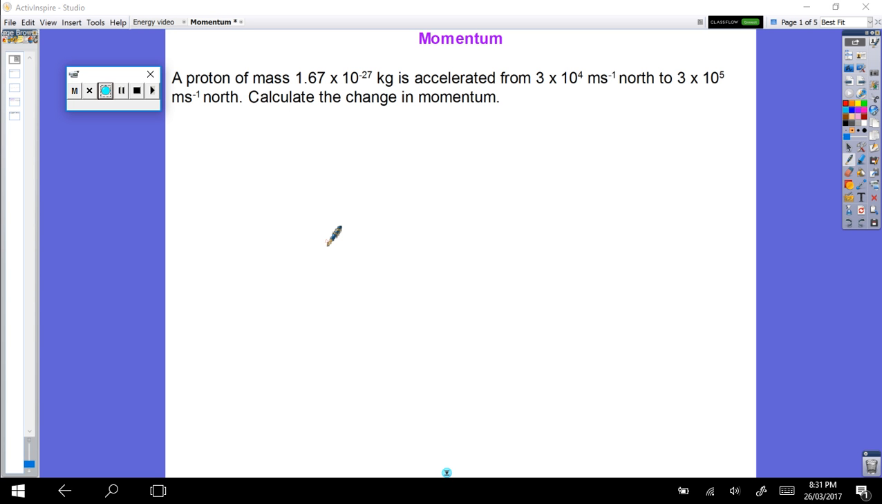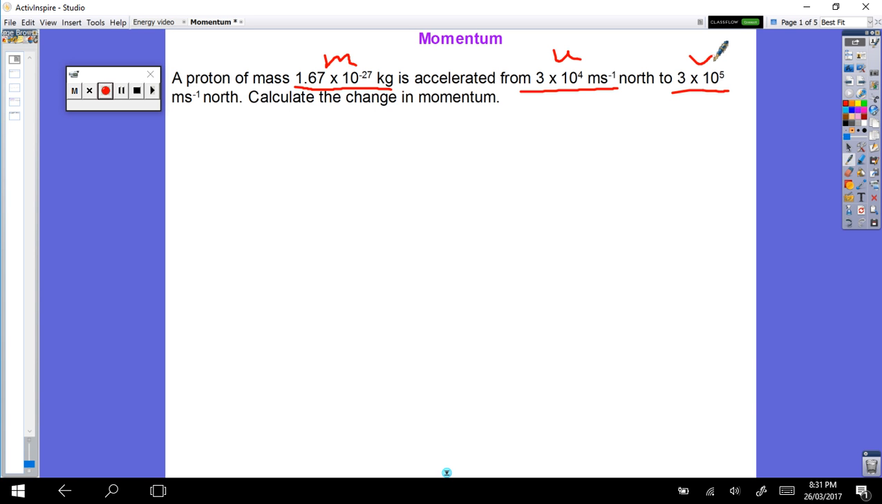Okay, so our problem here that I'm going to work through with you is about a proton, which has a mass of 1.67 times 10 to the negative 27 kilograms. It's accelerated from 3 times 10 to the power of 4 meters per second north to 3 times 10 to the power of 5 meters per second north. The directions of the velocities are the same, so we don't have to do anything too complicated. We want to work out the change in momentum. Looking at the quantities, this is our mass, this is our initial velocity, and this one is our final velocity.